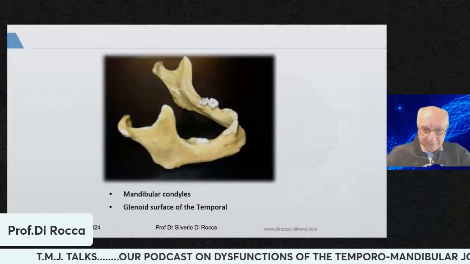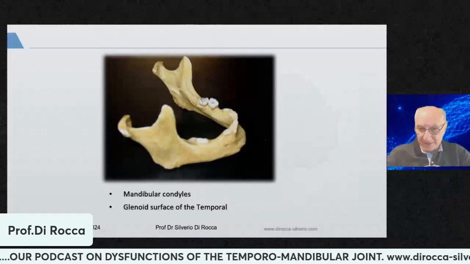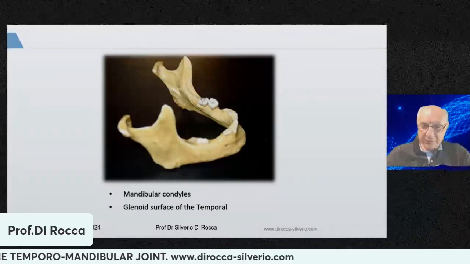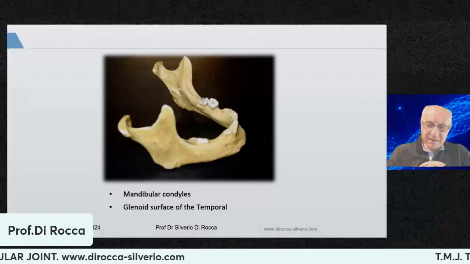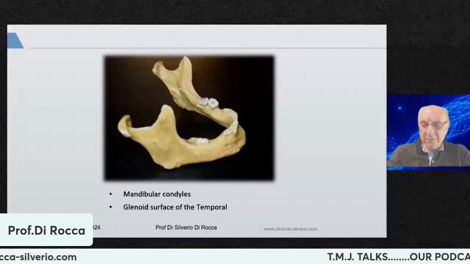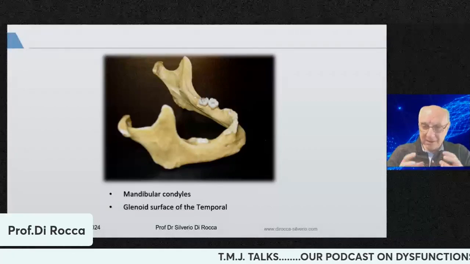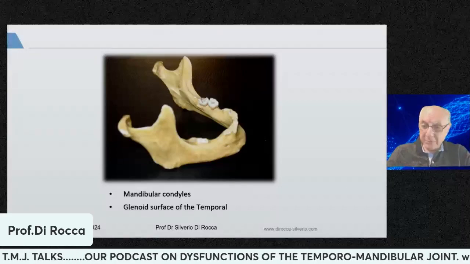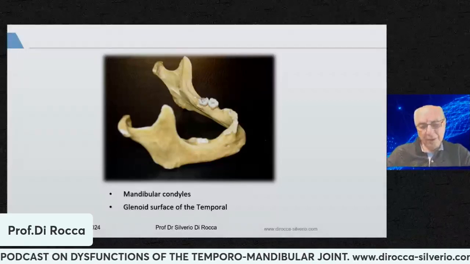The condyle has a special shape, and the most important thing is that it is covered by fibrocartilage. The fibrocartilage is something deformable, and that's an important concept we have to understand. I want to stop on something here. That's very important. That is a special concept and physiology.